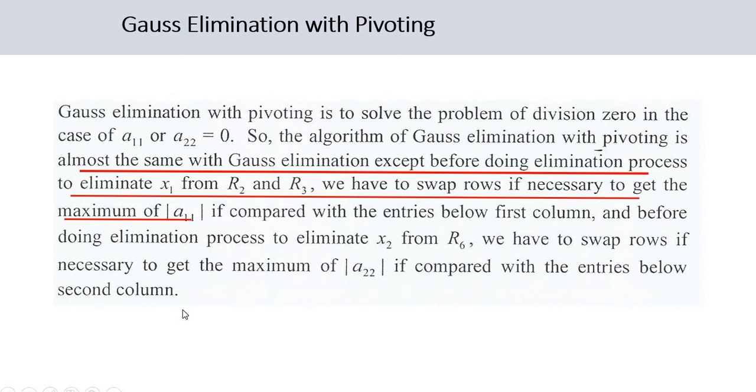So the difference between Gauss elimination with pivoting is only that you need to check the first column, and if A11 or A22 is 0, you need to do a swap, and you have to get the maximum of A11 from the first column. And then in order for you to eliminate x2 after that, you need to swap the row if necessary to get the maximum of A22 from the second column. So let's try.